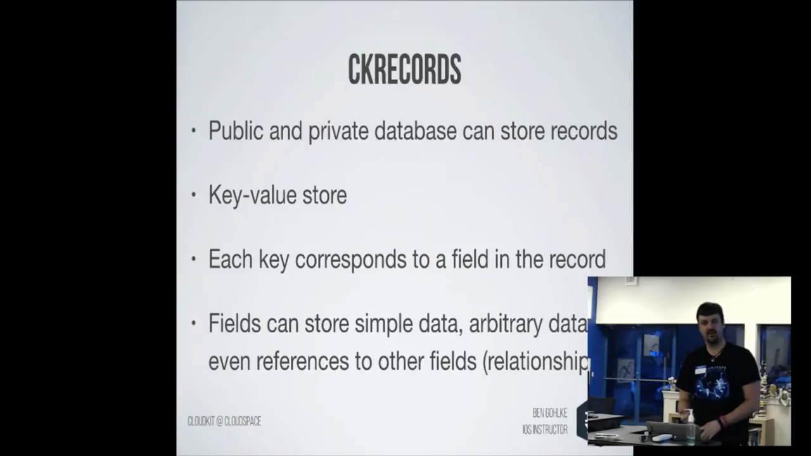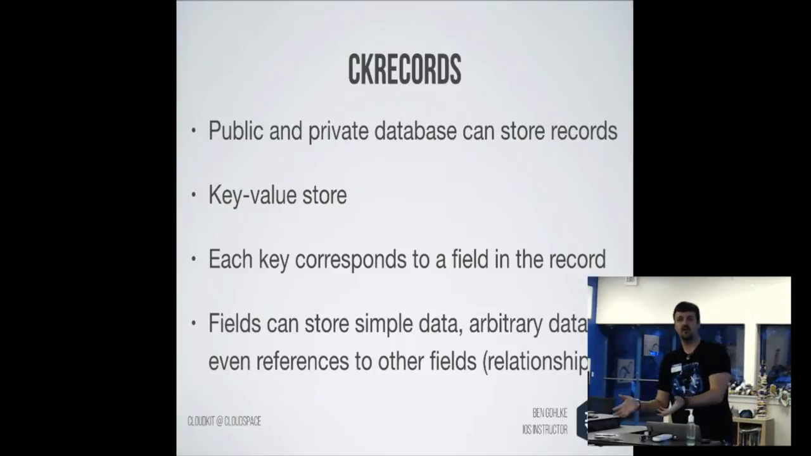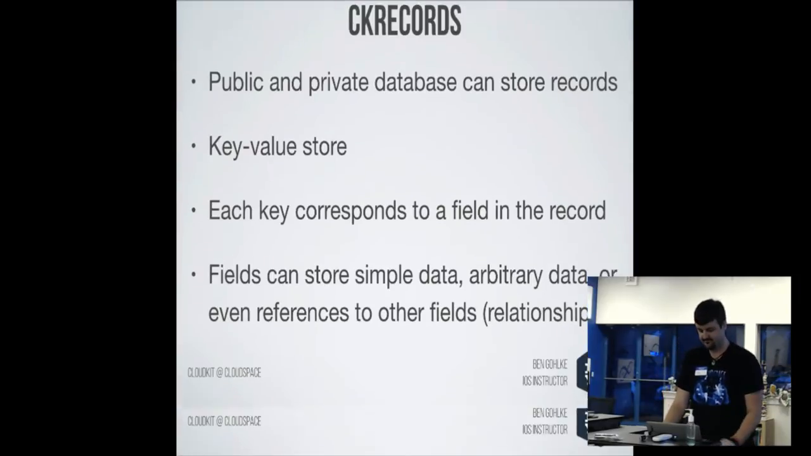Fields can store simple data, like a number or a string. You can also store arbitrary data, so you can create an NSData, sort of a blob of bits, and store it in there, like an image or something. You can even reference other records, which allows you to create relationships between records. So essentially, you can create a CloudKit database that potentially mirrors what you've got in Core Data, so you could take the object graph that you have locally, persist it up to the cloud, and then get it back and do your own syncing.